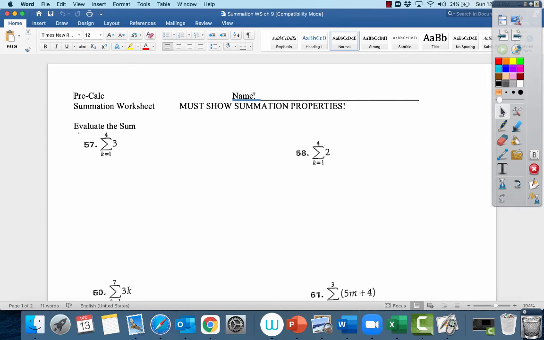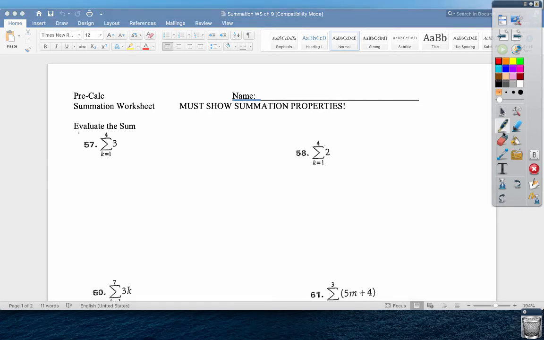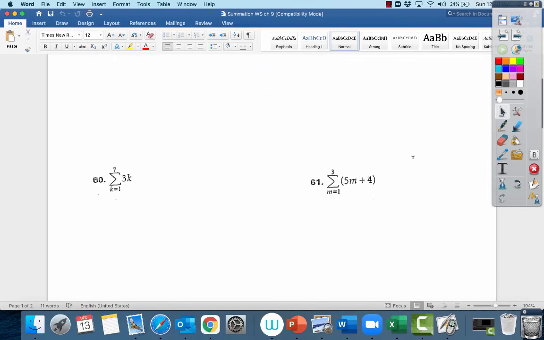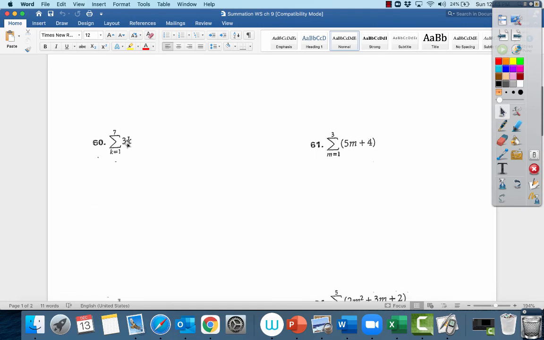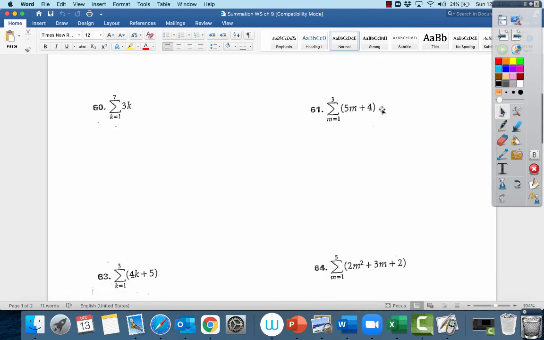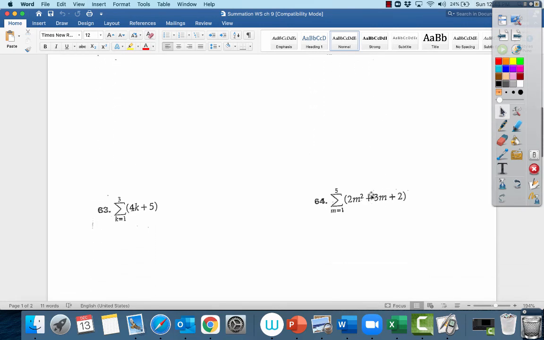Okay, so let's take a look at a couple of these. You need to show all the properties now. You're showing the properties that we just went over. So like this one is 3 times 4 is 12. Okay, so you're going to use the properties. Let's go to one of the more difficult ones, and I'll do one of those with you, and then you can finish the worksheet. So this is a linear one, so you use the linear one. This is a linear and a constant one. Oh, look at that one. That looks very similar to the one that we did in the notes.